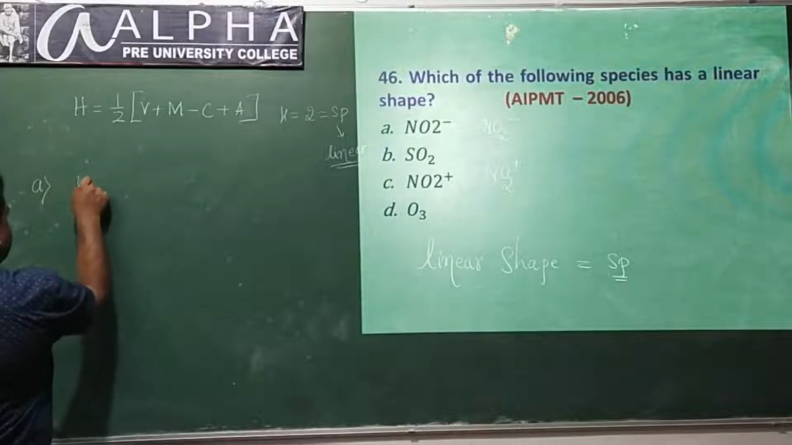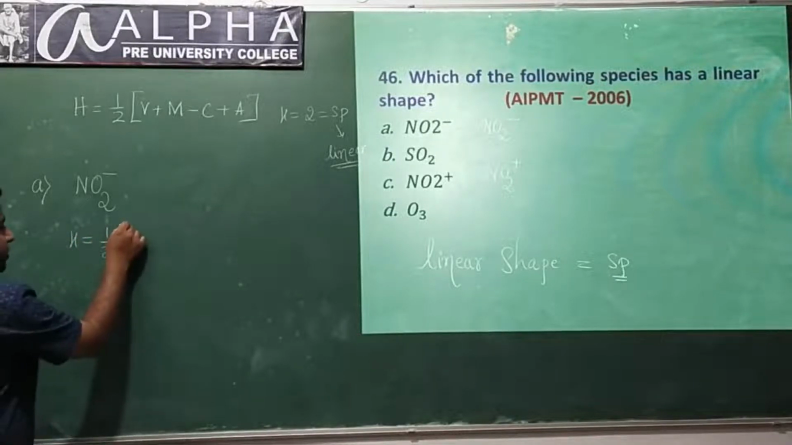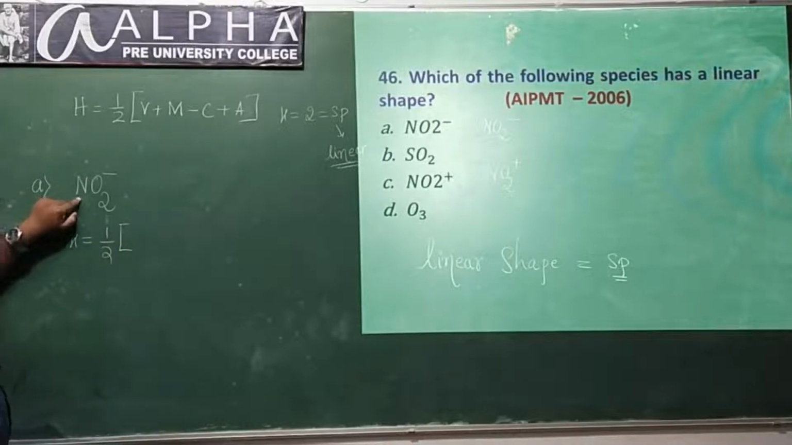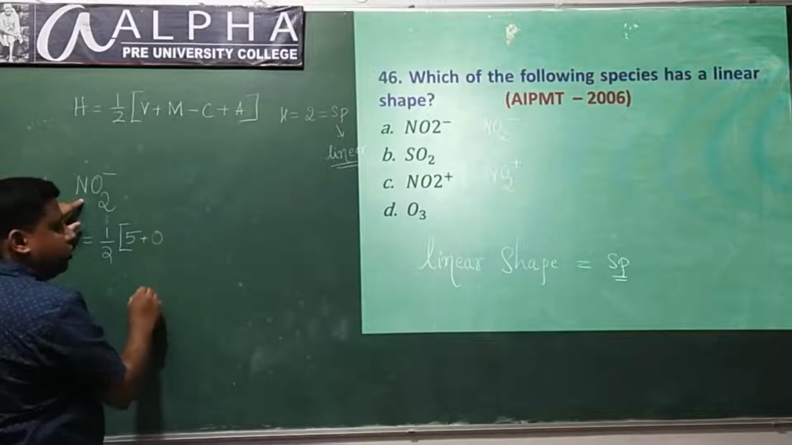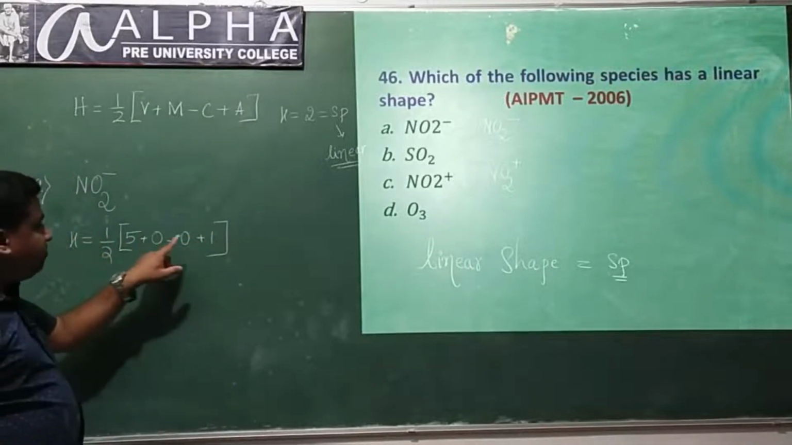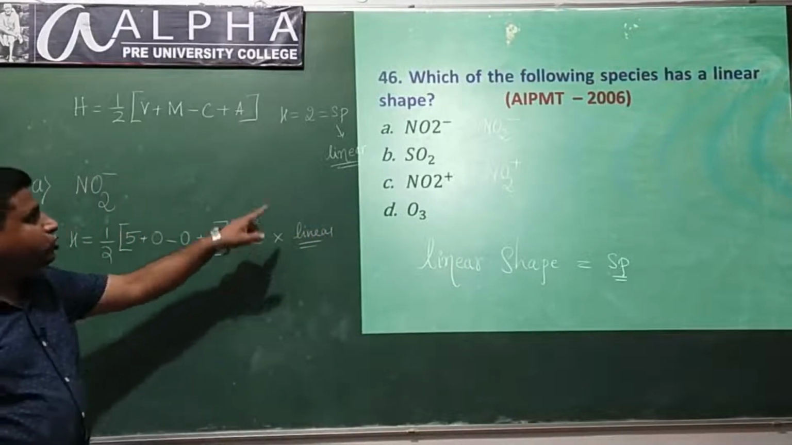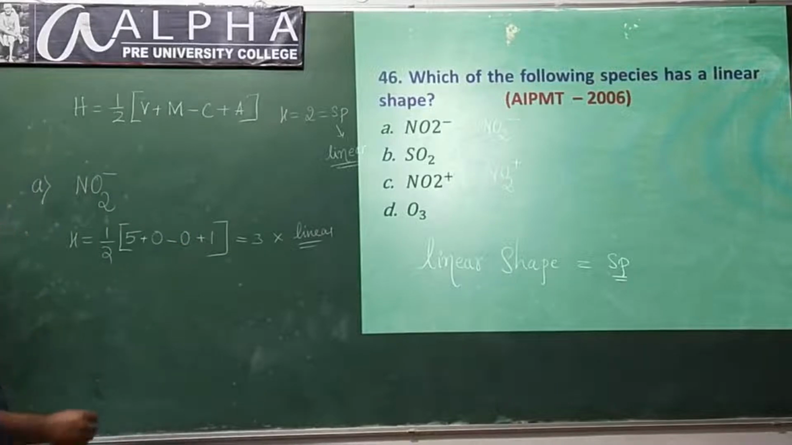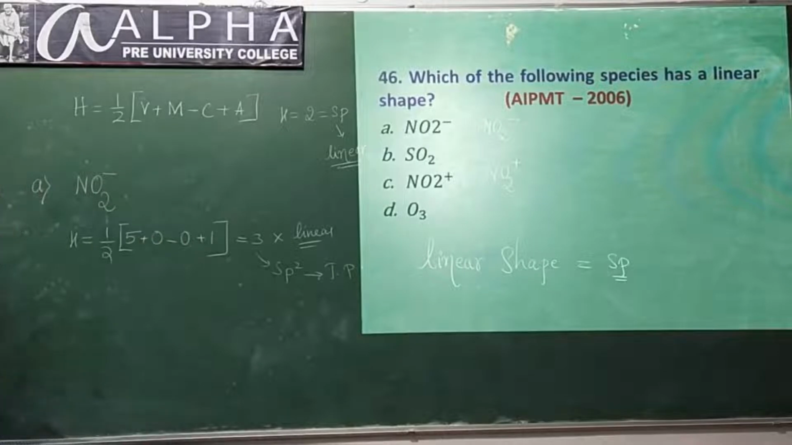Option A, NO2 minus. H is equal to half of V plus M minus C plus A. Nitrogen is the central atom, since the less electronegative atom is always the central atom. Nitrogen belongs to the 15th group, 5 valence electrons. M means number of monovalent atoms. Oxygen is divalent, not monovalent, so it is 0. Cationic charge is 0. Anionic charge is 1. So 5 plus 1 is 6. Half of 6 is 3. That means it is not linear. For linear, you should get H equal to 2, but you are getting 3. 3 means sp2, which means trigonal planar shape.